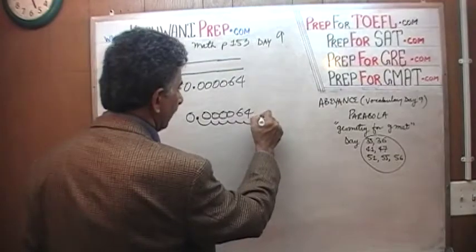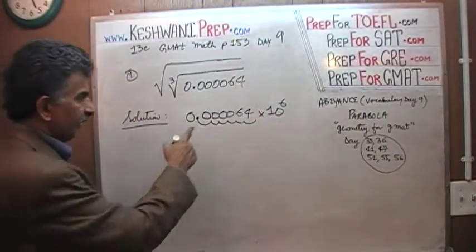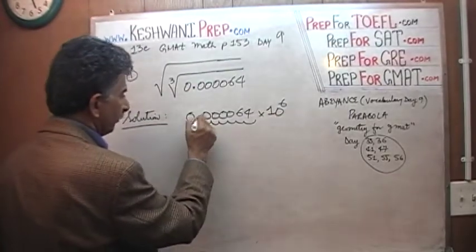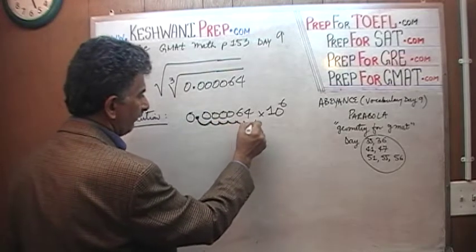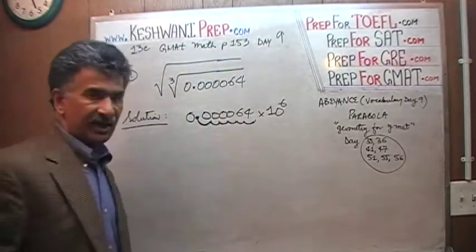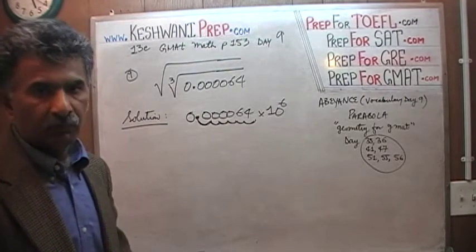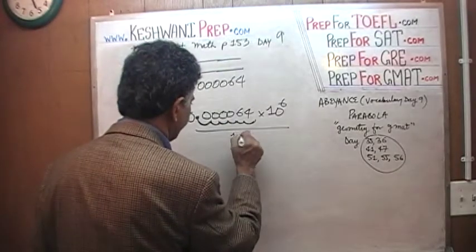In other words, if we were to multiply this quantity by 10 raised to 6, this quantity will become 64, because 10 raised to 6 means we move the decimal 6 places. 1, 2, 3, 4, 5, 6. Now we can't just multiply it by some number, because that will change the quantity they're giving us, so we have to do something to undo it. So let's divide the whole thing by 10 raised to 6 also.